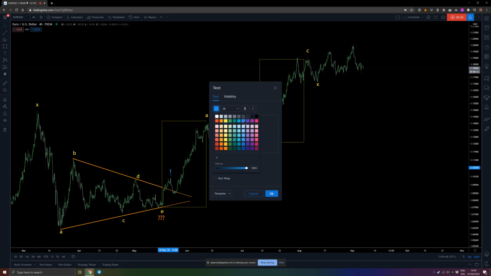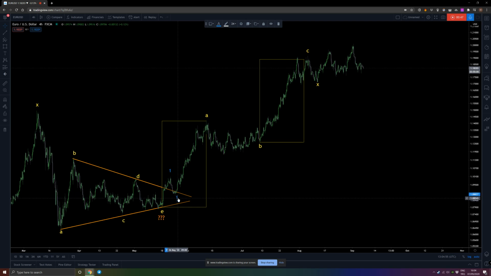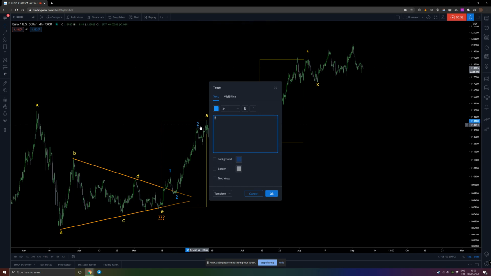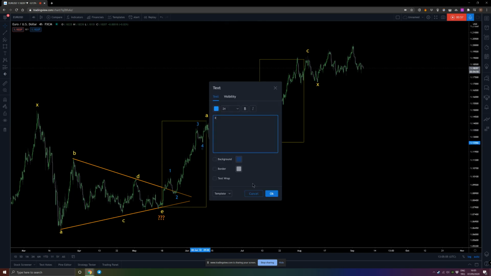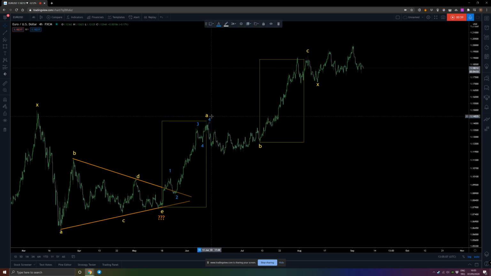Okay, let's do it like this, and one lower. So we had the first wave, the second wave, the third wave, and the fourth wave, and the fifth wave. That fifth wave here has to end something, okay? Now, because we don't know what actually ended here, this is why it's a question mark.